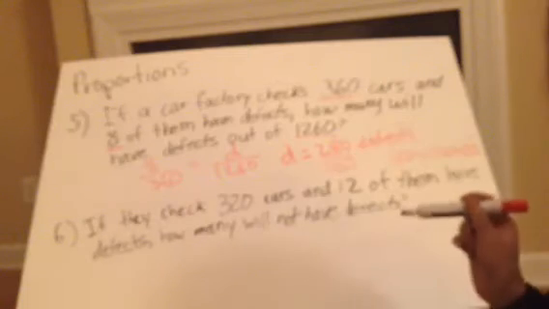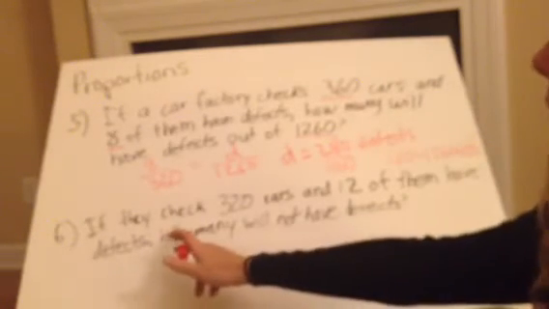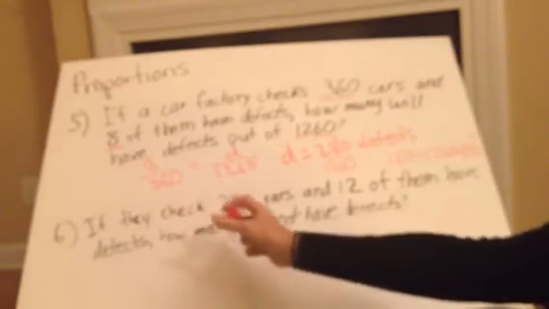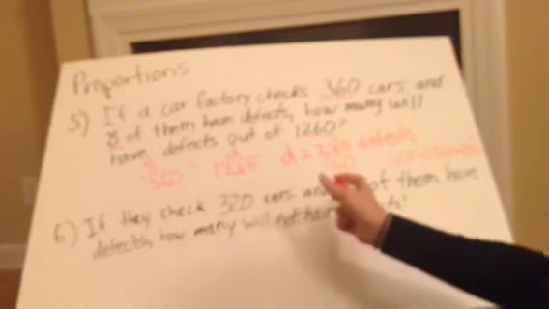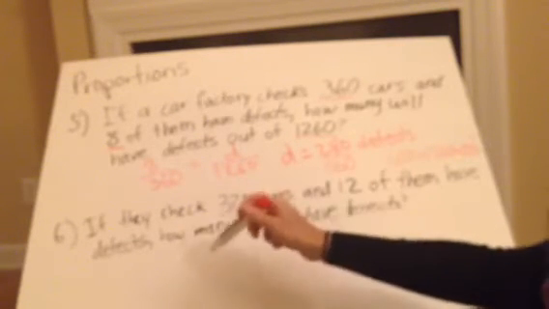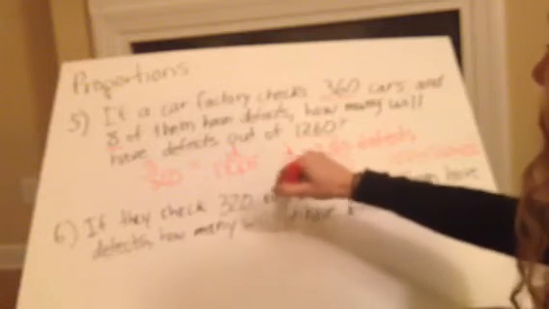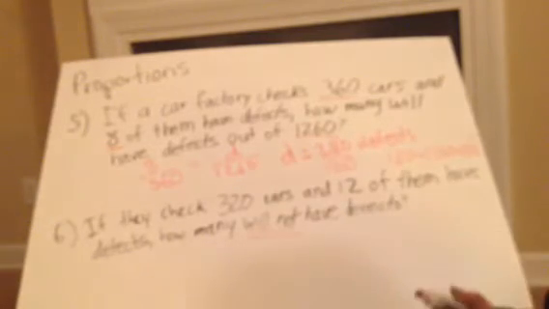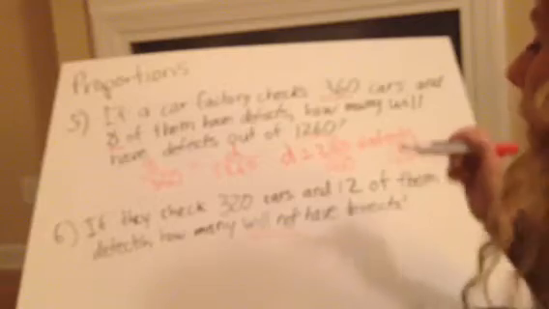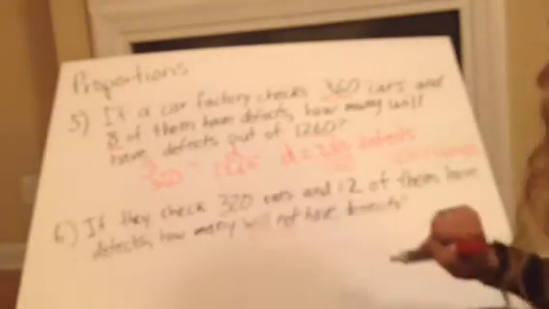Now number 6 is a little bit different, so read carefully. If the car factory checks that they have 320 cars and out of those 12 of them have defects, we want to know how many will not have defects. So we don't even need a proportion for this one. All we need to know is how many are not defective.